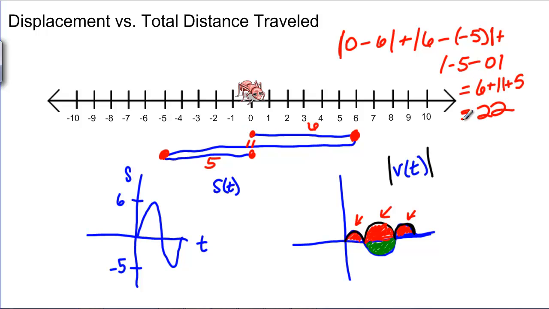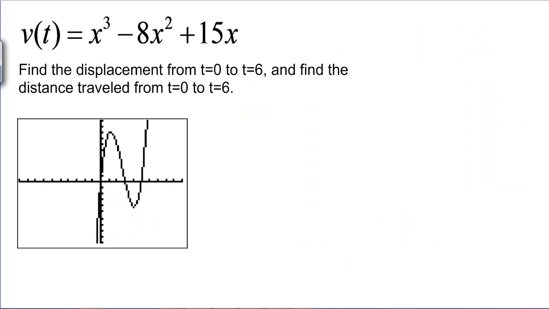So even though his displacement is 0, he ends up exactly where he starts, he traveled a distance of 22 units. So this means that if we're given just a velocity curve, we actually can find both the displacement and the total distance traveled. So here we have a velocity curve of x cubed minus 8x squared plus 15x. We know the displacement, how far he was from when he started here at 0, 0 to where he ends when t is 6, wherever that is.